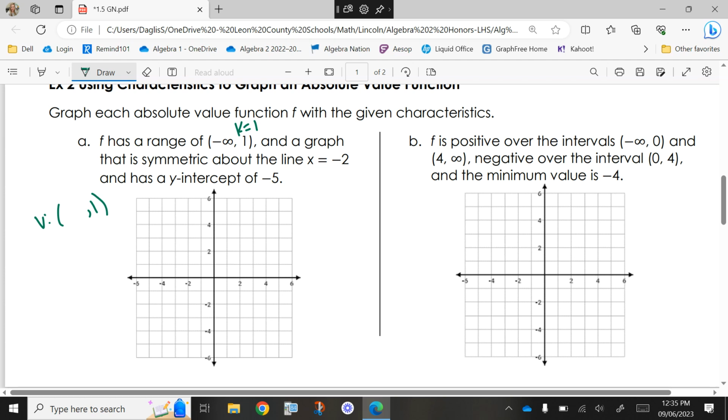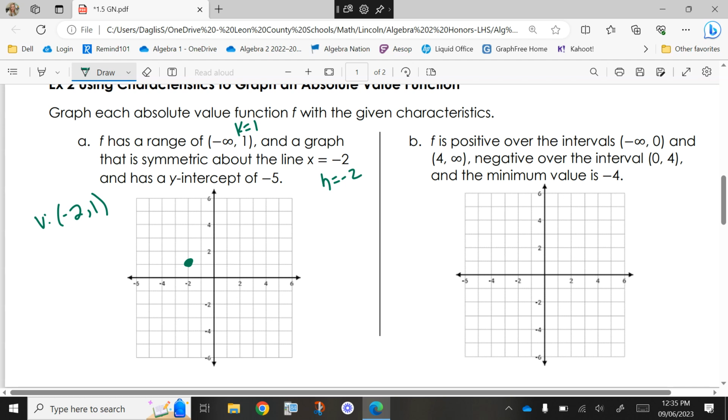And then the x for the vertex is negative 2. How'd you know that? Because of my line of symmetry. Good. This gives you your h value, which is the x for my vertex. So negative 2, positive 1, we know is my vertex.